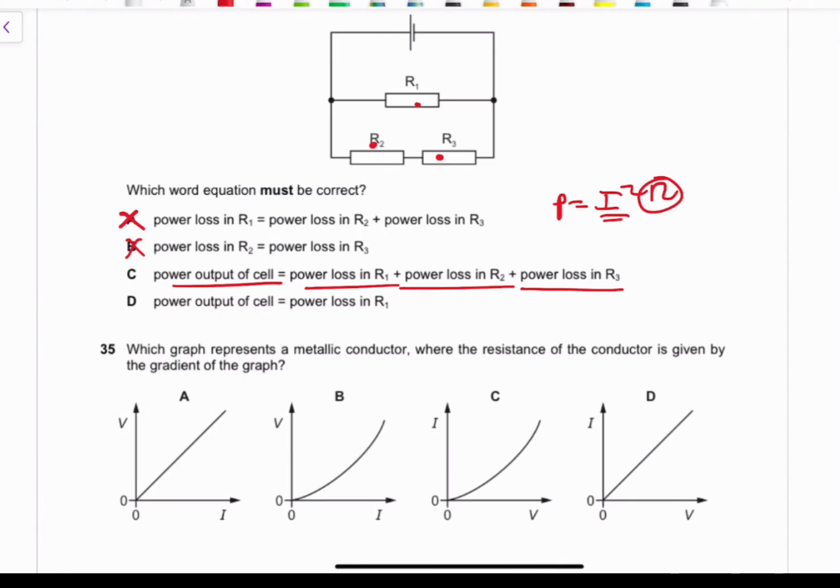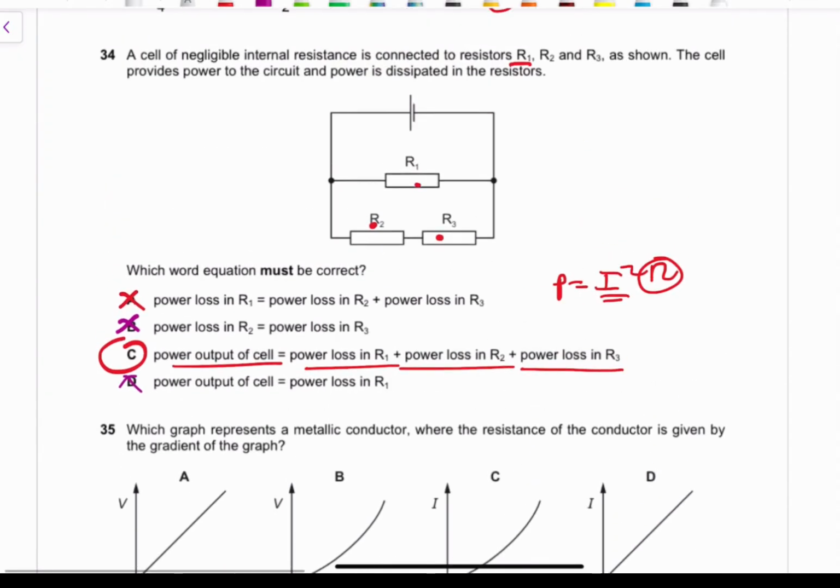And that's actually Kirchhoff's second law, right? So it's very important for you to think of these things. So C will be correct. But D will be wrong because the power output of the cell is not equal to power loss in R1. Okay, so the answer is going to be C.